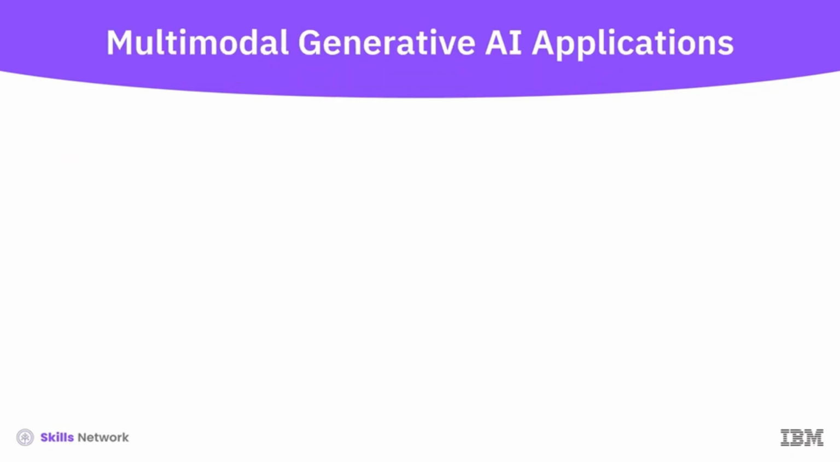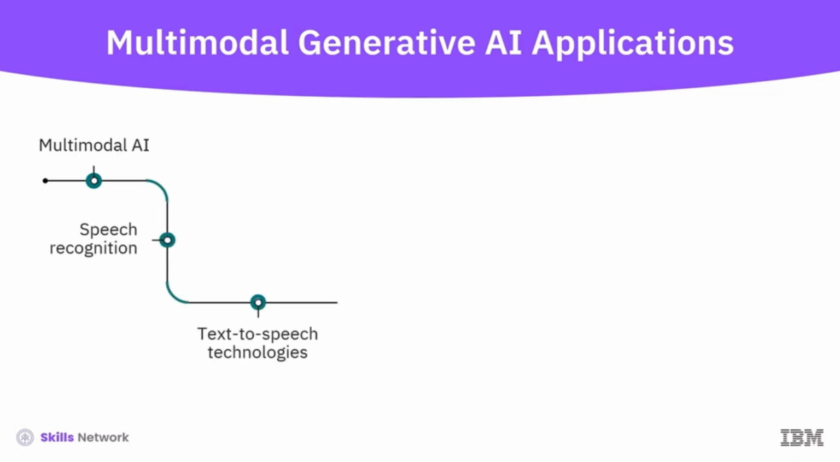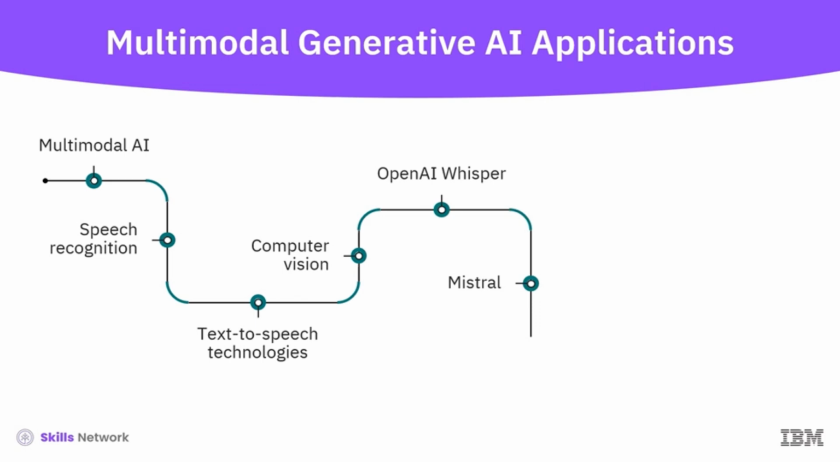The fifth course begins with an in-depth introduction to multimodal AI, focusing on how AI systems process and integrate multiple data types. You will evaluate speech recognition and text-to-speech technologies, along with computer vision. You will work with tools such as OpenAI Whisper and Mistral to develop multimodal applications. You'll also explore how models like DALL-E generate images and the fundamentals of image captioning.